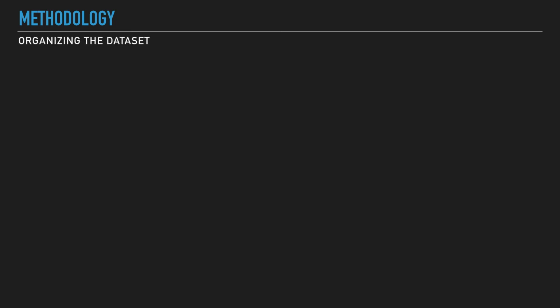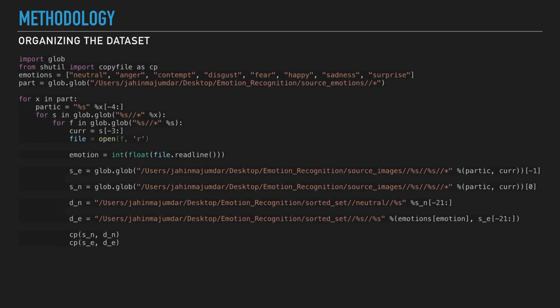Let me run you through the code for organizing the dataset. As you can see, the entire project is coded in Python. The first step is to take a list of all the emotions, and our main task in this is to organize the dataset. We have used the glob library in Python for this purpose. Here we are extracting the folder names, and we are taking all the source emotion, which will return a list of all folders with participant numbers.